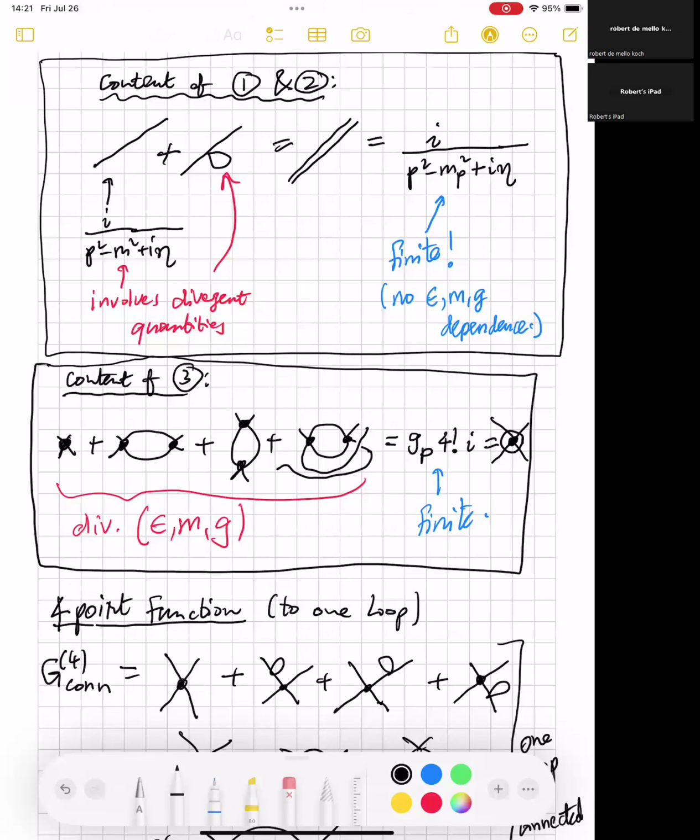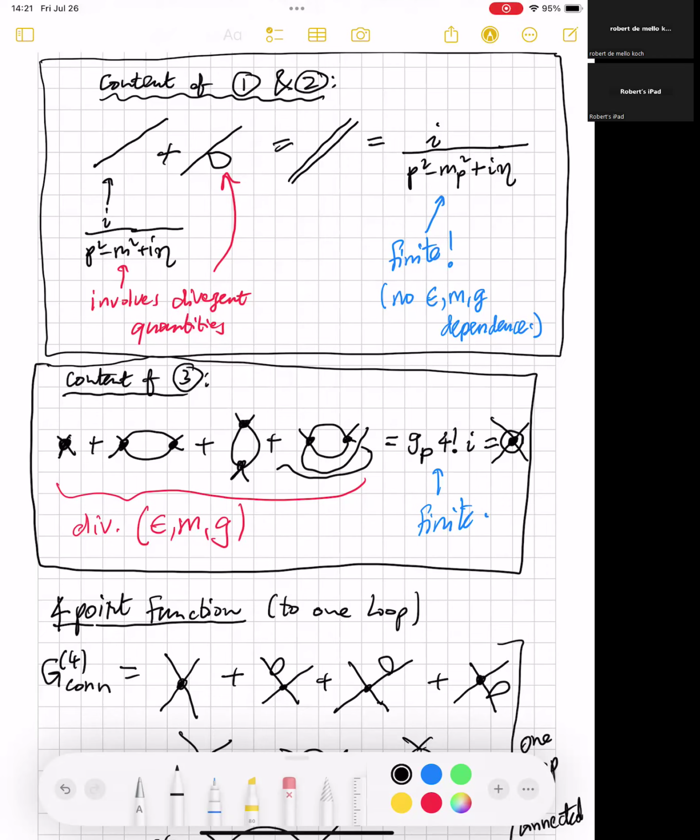Okay, so let's just have a very quick recap. We had three renormalization conditions. Two of them were associated with the Fourier transform of the two-point function. They told us that the residue of the pole must be i and that the pole must sit at the physical mass squared when p squared is equal to m_p squared.